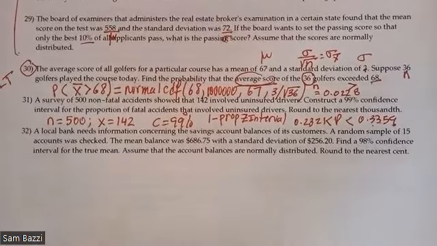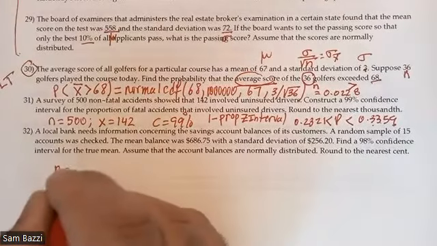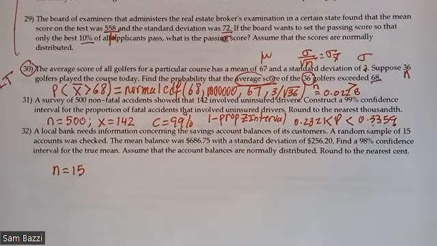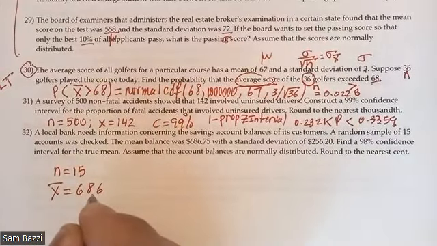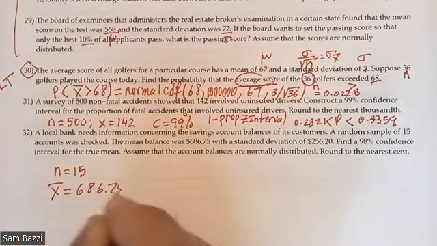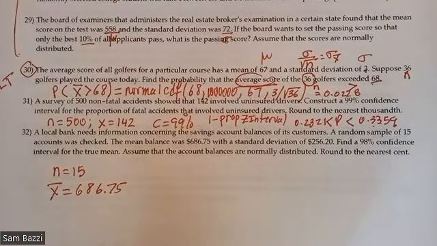32. A local bank needs information concerning the savings account balances of its customers. A random sample of 15, so N is 15. The mean balance was 686.75. With a standard deviation of 256.20.